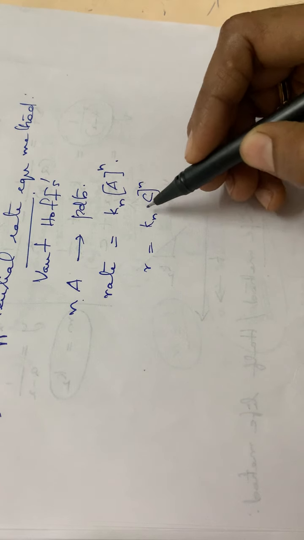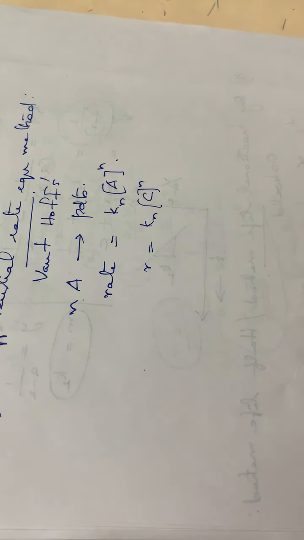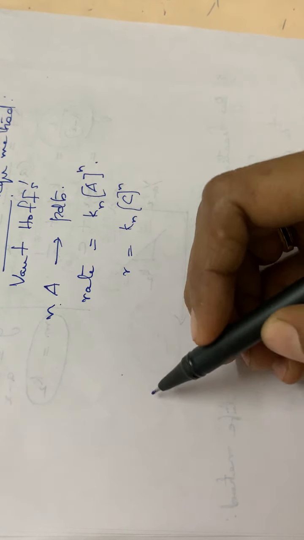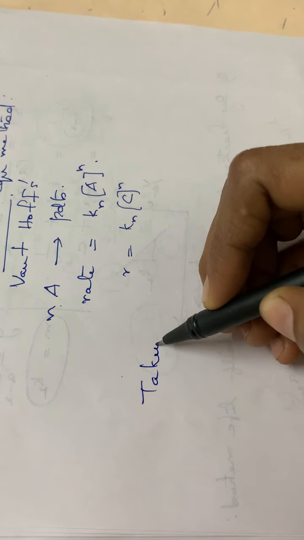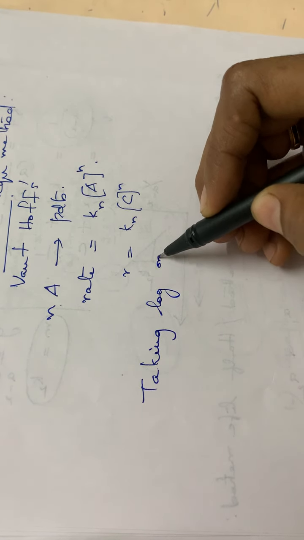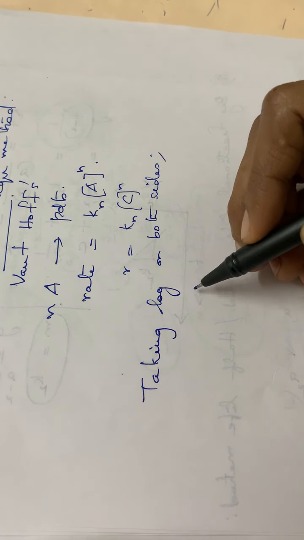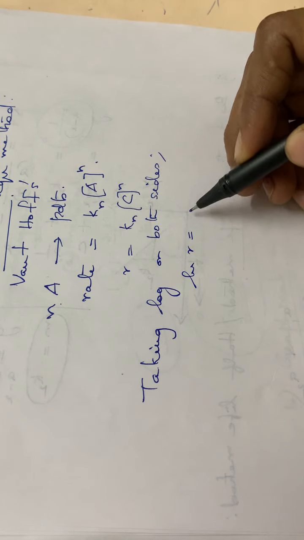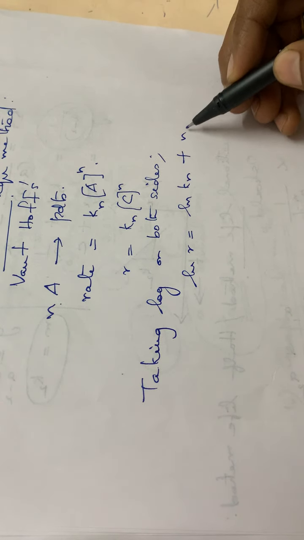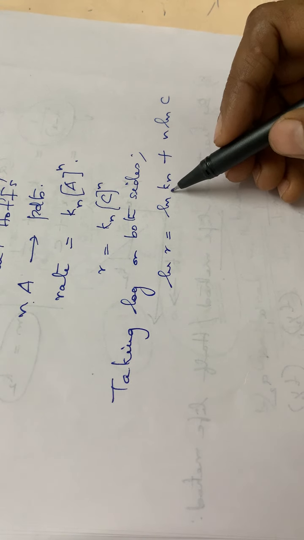Okay, C also represents the concentration. Then you have to take the logarithms of this particular step. Taking logarithms on both sides, ln R is equal to ln Kn plus n ln C, isn't it?